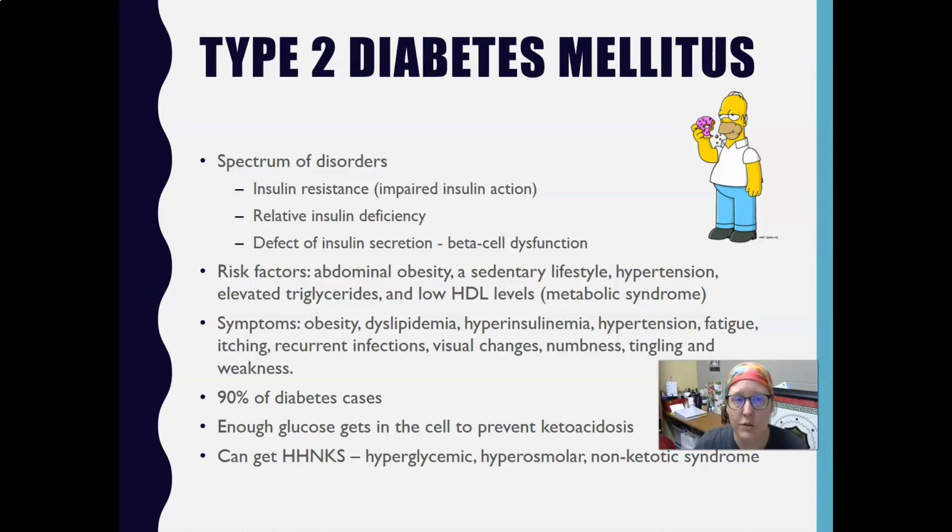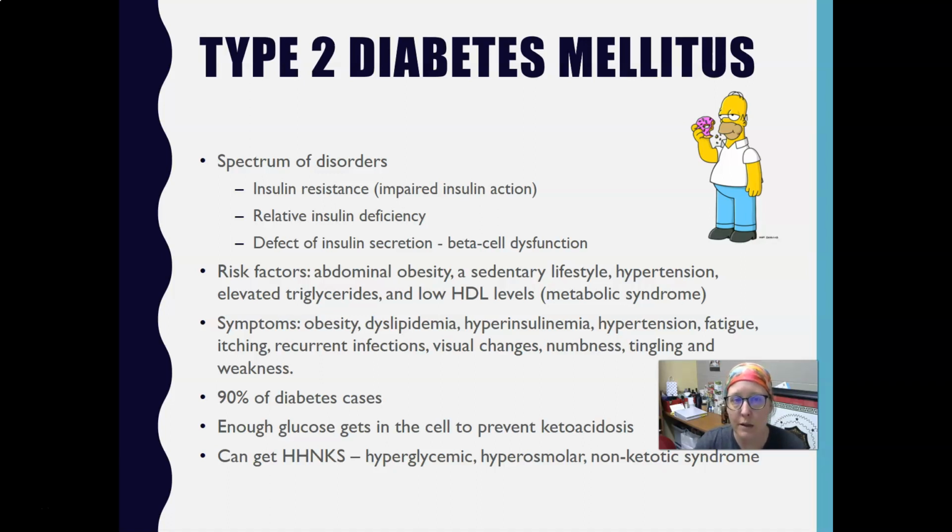Okay, so risk factors for type 2 diabetes are abdominal obesity, again, little Mr. Homer with his big old guts, sedentary lifestyle, so sitting a lot, just not being active, not exercising on a regular basis, having a desk job, having hypertension or high blood pressure, having elevated triglycerides and low HDL levels. And all of those factors taken together are also what we refer to as metabolic syndrome.